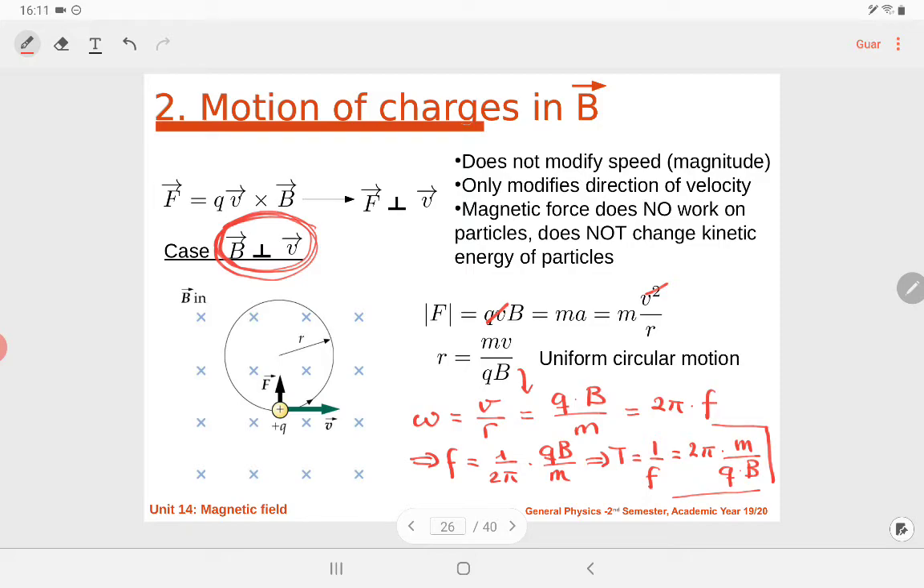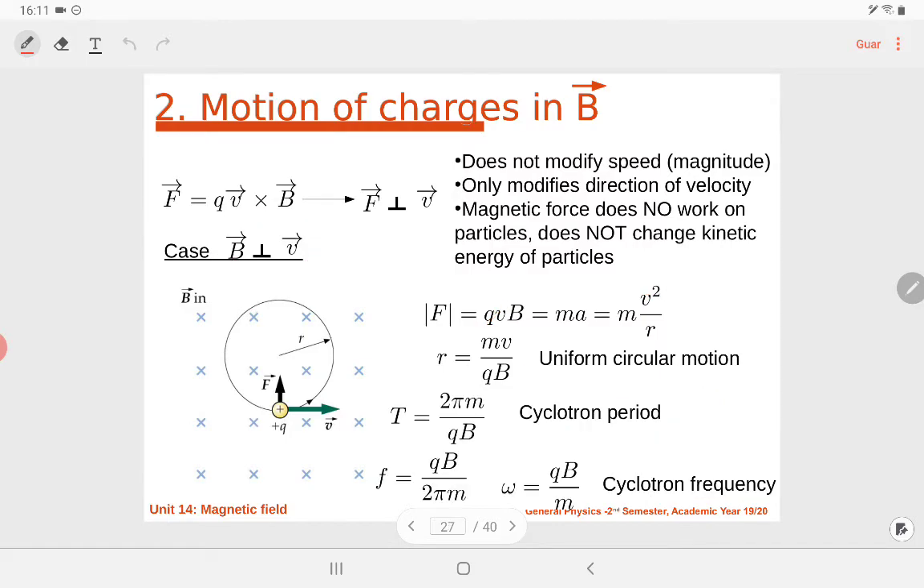Okay, so now we've seen two cases. The simplest one, in which the velocity is completely parallel to the magnetic field, in which case there is no force exerted on the particle, and this other extreme case in which the velocity is completely perpendicular to the magnetic field, in which case what we have is a uniform circular motion where you can derive several parameters such as the radius of the circular orbit, the cyclotron period, or the cyclotron frequency.